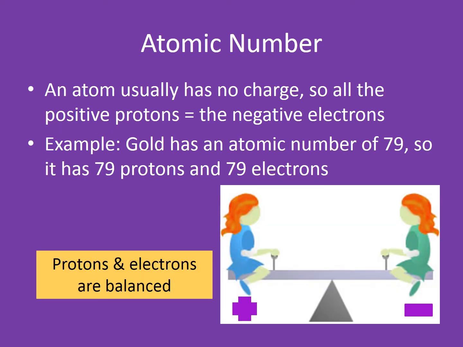Now we need to talk about electrons. Well, in general, an atom usually has no charge. It's made of positively charged protons, it's made of negatively charged electrons, but they're going to cancel each other out. So the number of positives has to equal the number of negatives. So if I know that gold has 79 protons, then I know that it has 79 electrons.